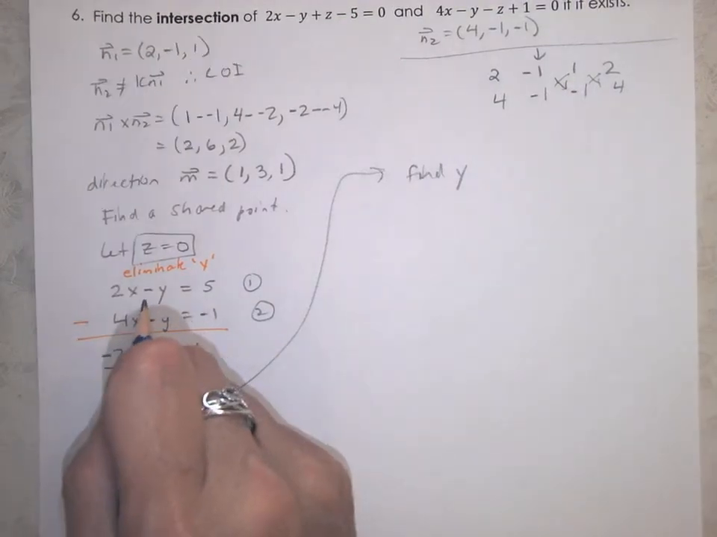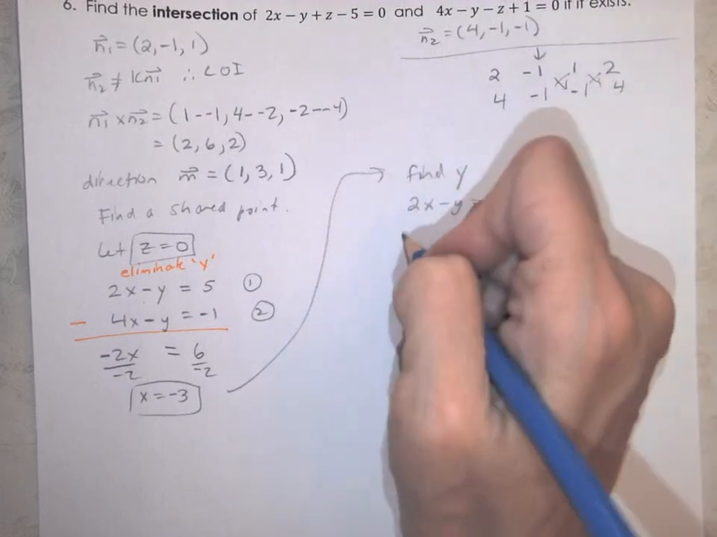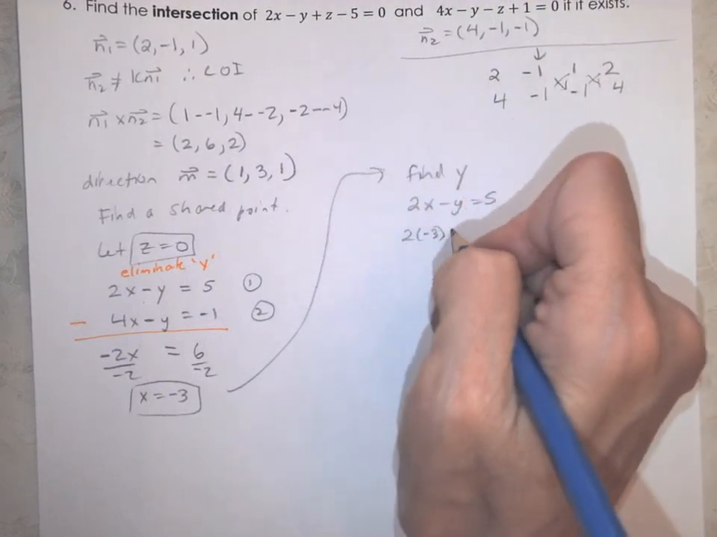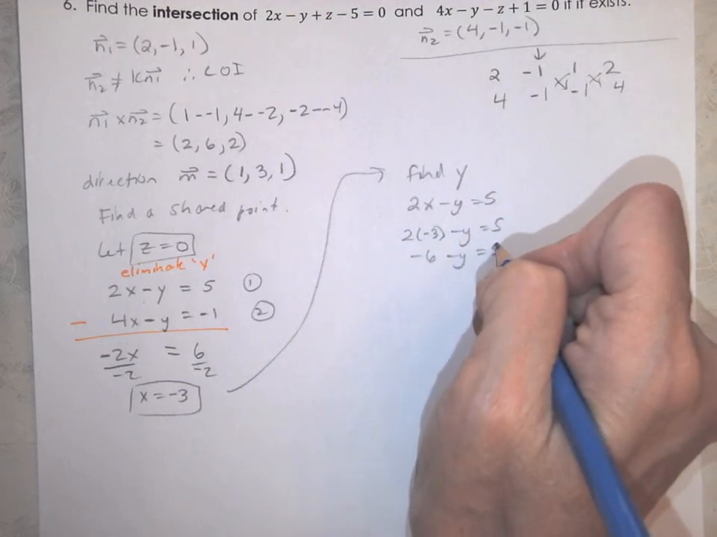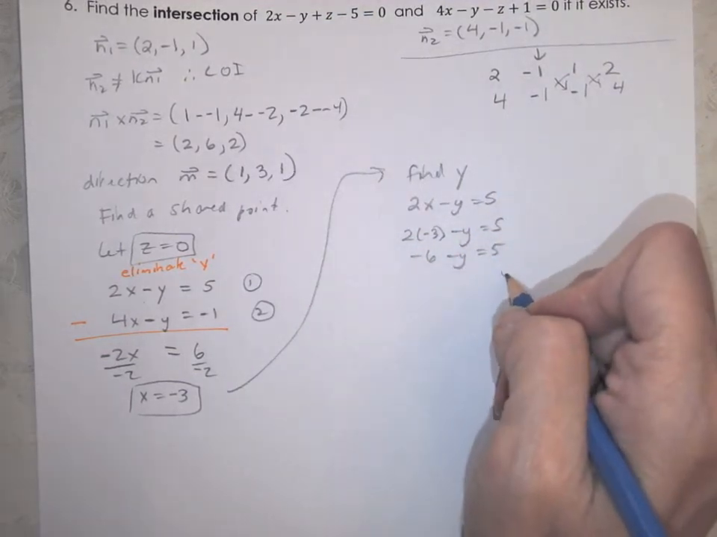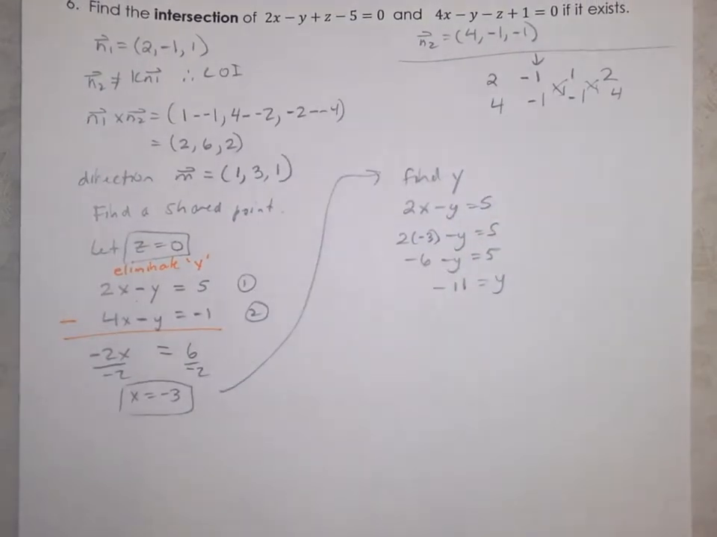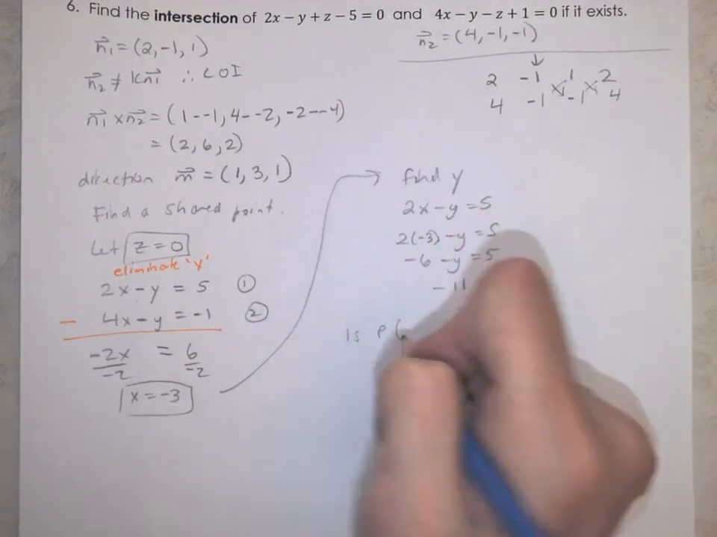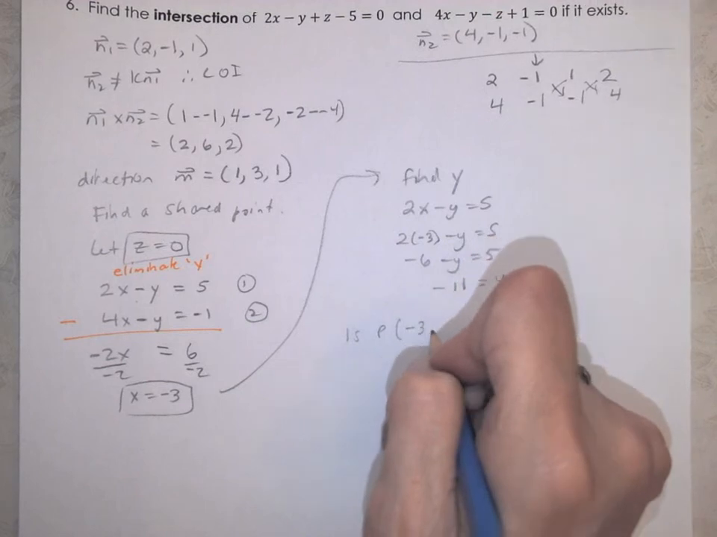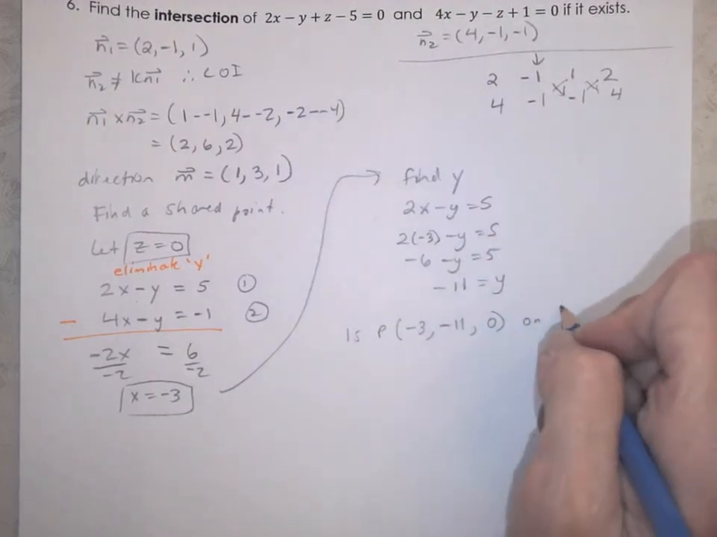So I'm going to use the first equation here. 2x minus y equals 5. 2 times negative 3 minus y equals 5. So if I add y over here and subtract 5 over there, I get negative 11. So then I'm going to check, is the point x being negative 3, y being negative 11, z being 0 on both planes?